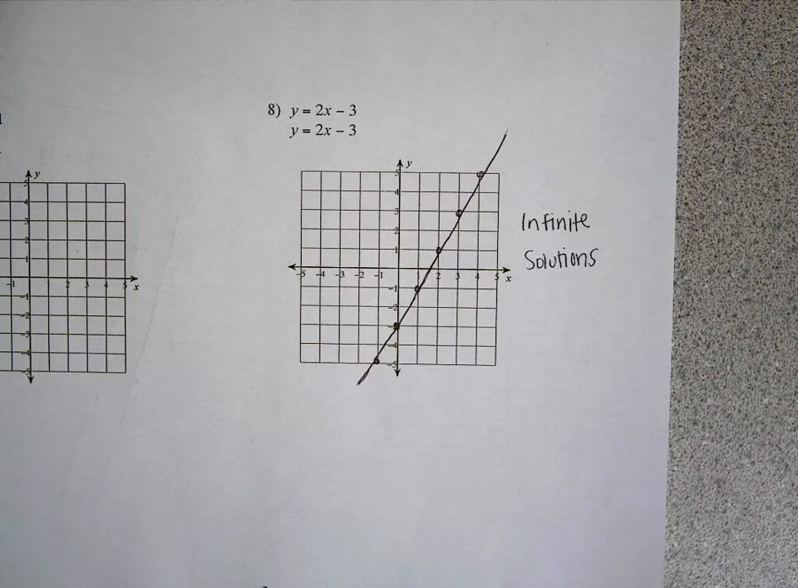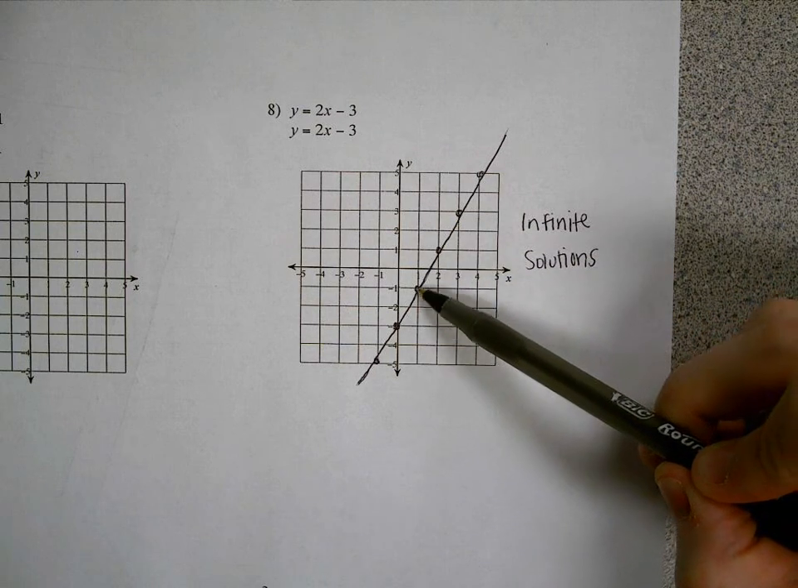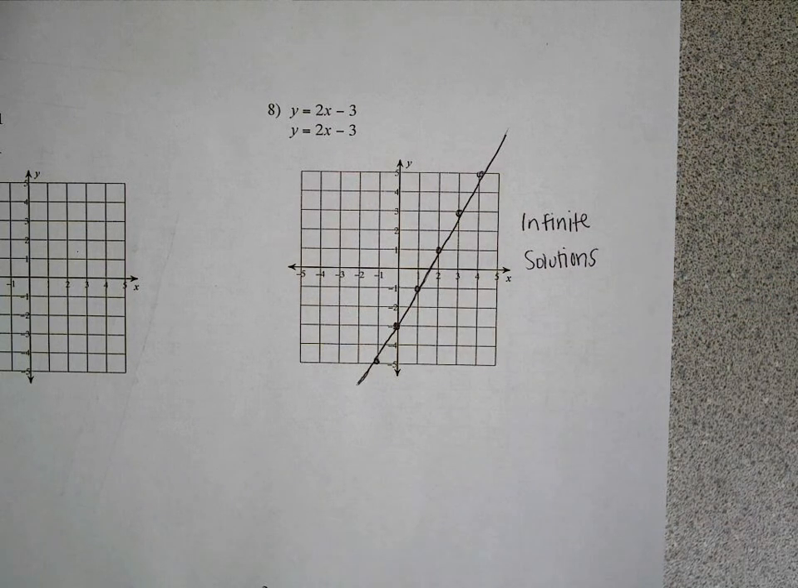Because these two lines are crossing right here, they're crossing here, they're crossing at every point. There's an infinite number of places where these two lines are crossing. So the answer on this one is infinite solutions.